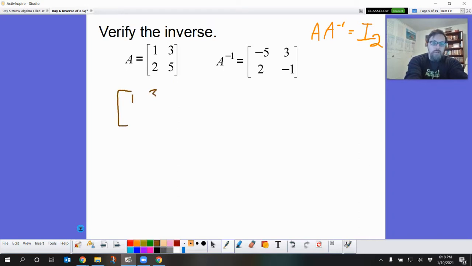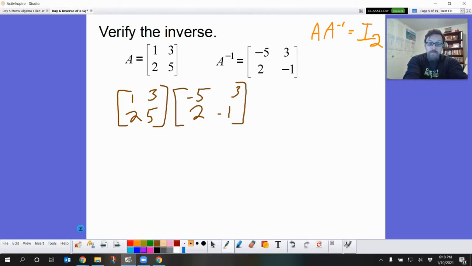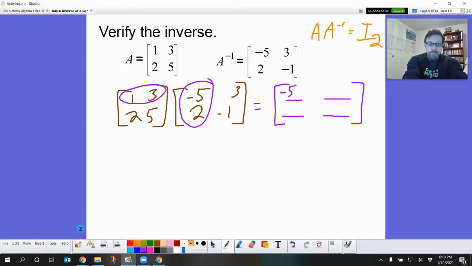So we have 1, 3, 2, 5. We're going to multiply that by the other matrix, negative 5, 3, 2, negative 1. We got a 2 by 2 and a 2 by 2, so the 2's match up, and we're going to end up with a 2 by 2. So we're looking pretty good so far. All right, so we've got 1 and 3, and this one, so that's negative 5 plus 6. Then 1 and 3 and these two, so that's 3 plus negative 3. We move on to the next row and this column, we get negative 10 plus 10. And the second row and the second column will be 6 minus 5.